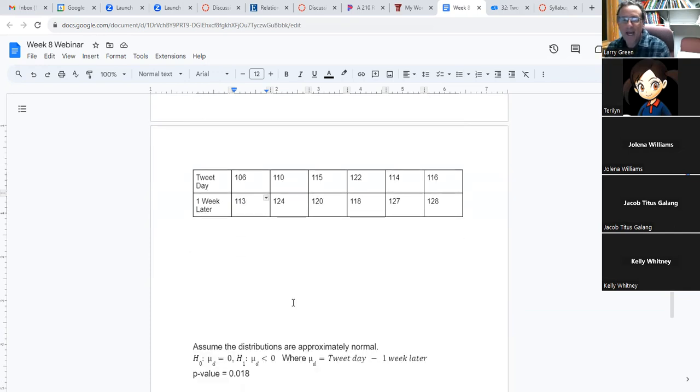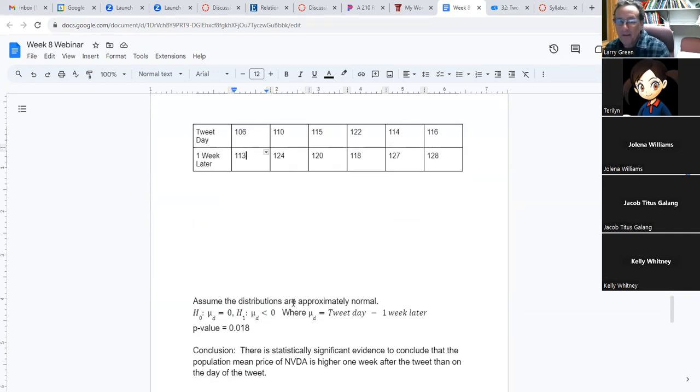It's the tweet and a week later, tweet and a week later. So these are paired numbers. And because of that, we have paired data. And what we're going to do is look at the mean difference. The way I'm going to write that is mu for population mean, sub d for difference. And H naught is that mu sub d equals 0. So the idea is if I was completely wrong and the tweet had nothing to do with the price of the stock, then there shouldn't be a mean difference, right? It should just be 0. Do you see that?